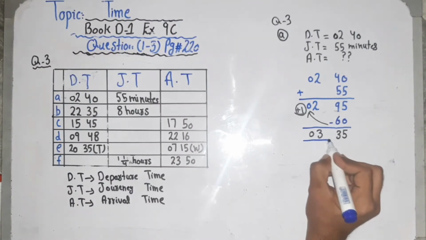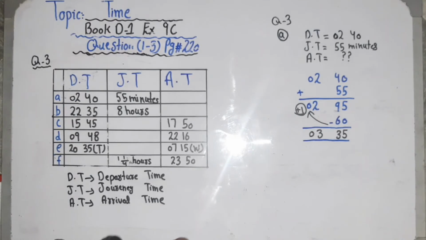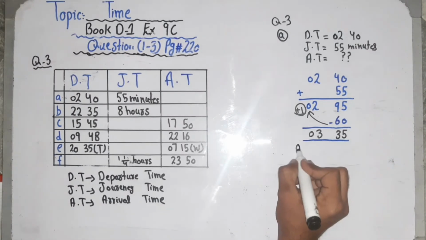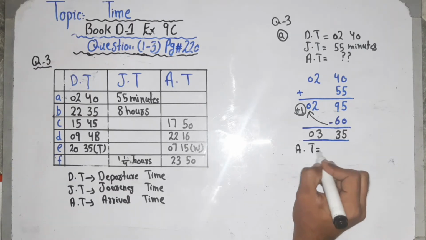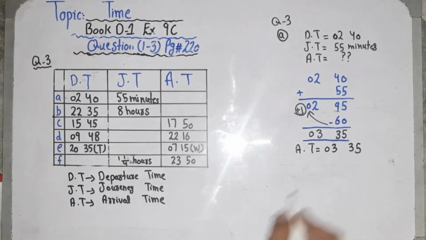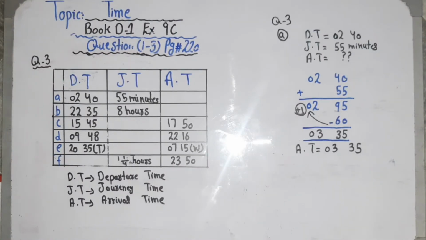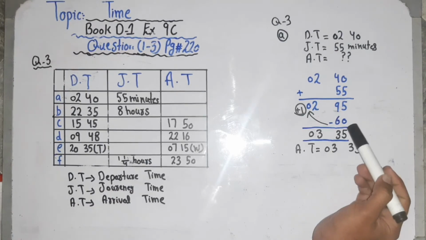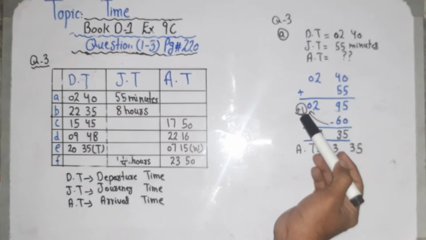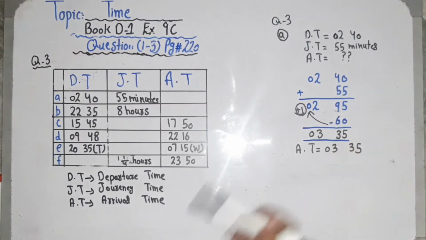So this question is very simple. We have to add the numbers. So we'll write arrival time equals 3:35, and this is our answer. Now just remember that when the minutes become equal to 60 or exceed 60, we have to subtract 60 from minutes and we have to add 1 in hours.